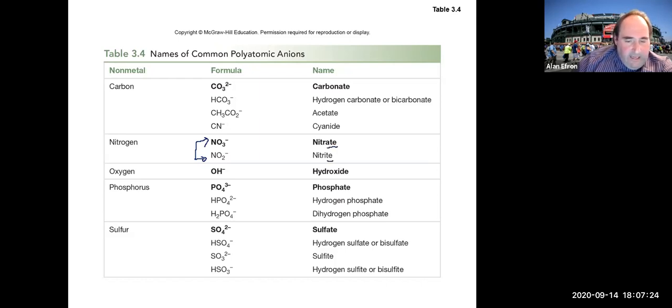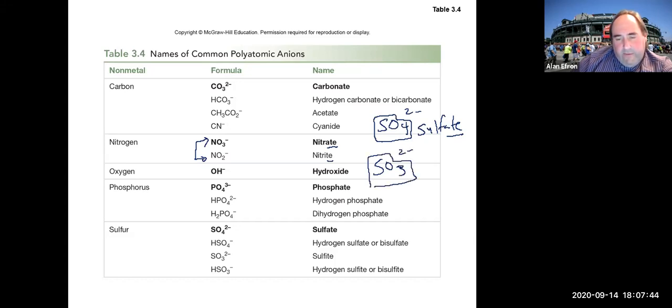If you look over here, another sort of combination is SO4 2 minus, and this is 1 sulfur and 4 oxygens together. This is known as sulfate, ATE. SO3 2 minus is one that's related to it, and that is 1 sulfur and 3 oxygens. This is known as sulfite, ITE.